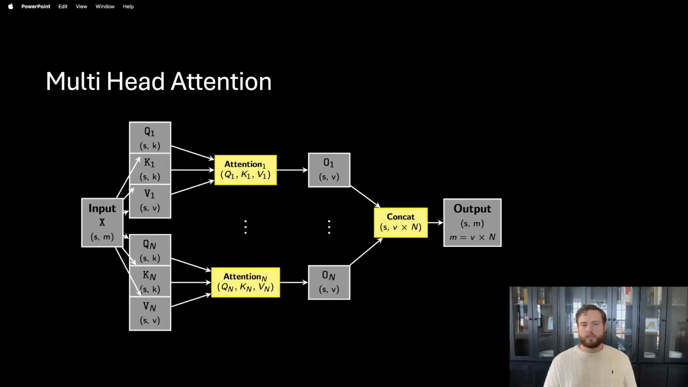So the model architects decide how many of these attention heads there are, but before the output is produced, each of these matrices are concatenated with each other, and they produce a single output of size sequence length by M. So M is equal to V times N, where you have N attention heads. So that's how attention works at a high level. You have three different matrices of coefficients. One of them produces a value Q, which is like a database query.